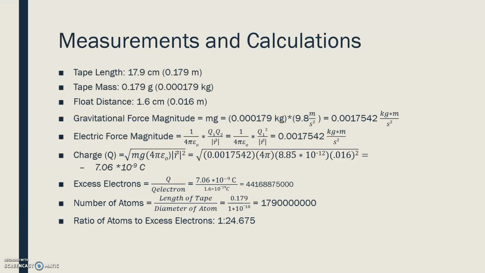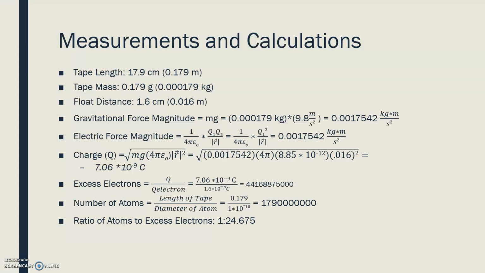The measurements made for this experiment include the tape length, tape mass, and float distance between the two tapes. From the tape mass, I was able to determine the magnitude of the gravitational force, which is equivalent to the electric force magnitude. By rearranging the equation, the formula for charge can be calculated as shown above. With our measurements, the charge is calculated to be 7.06 times 10 to the negative 9th coulombs.